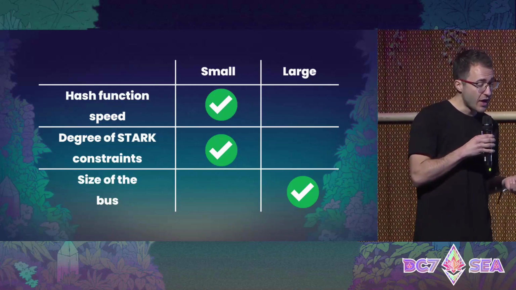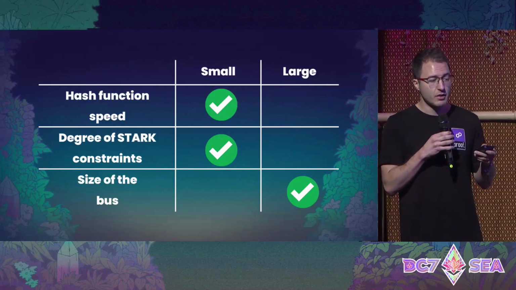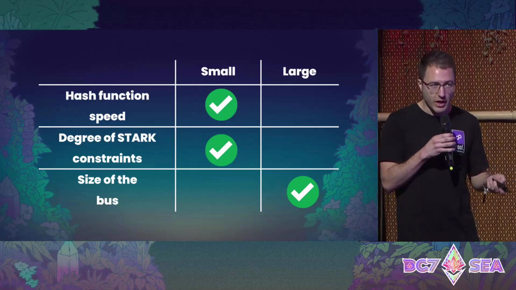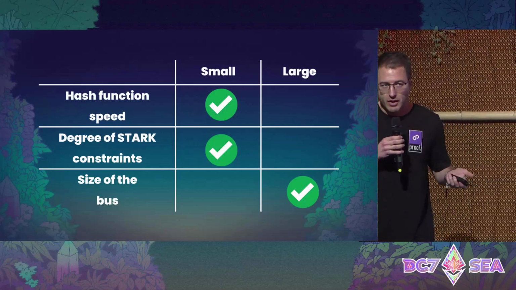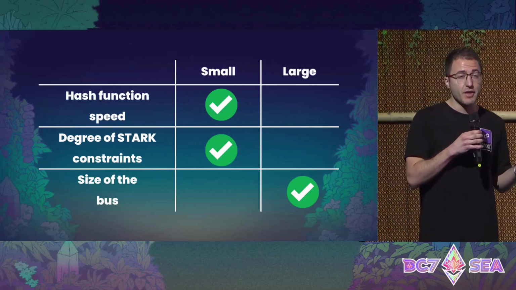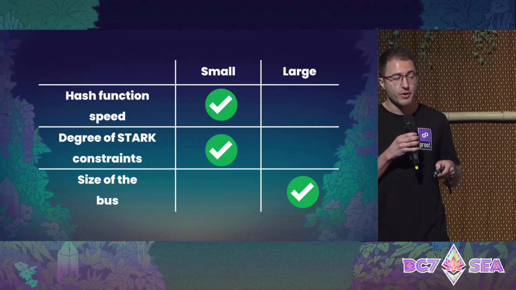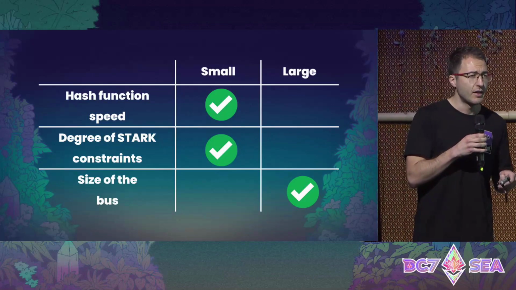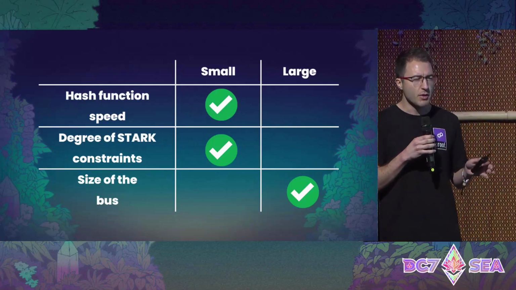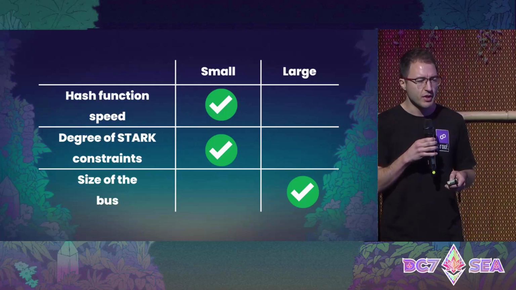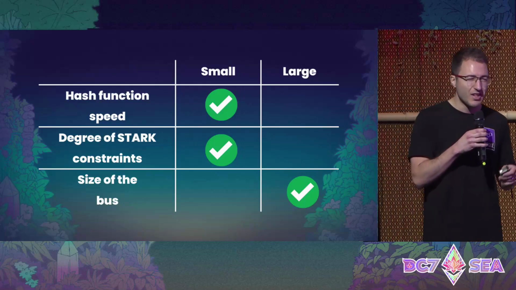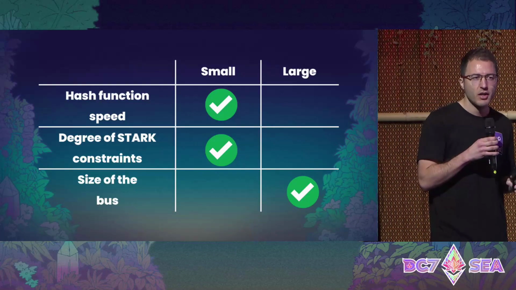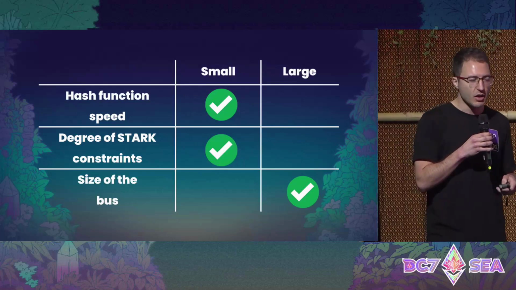In the case of Miden VM, the rollup uses a slow hash function. So that was quite favorable. But the Miden VM uses quite a high degree of STARK constraints. We use 9. 3 is quite popular, 5 is also used. So we're pretty up there, so not very good for LogUp-GKR. And also our bus was kind of small. We only had a few extra columns for LogUp.